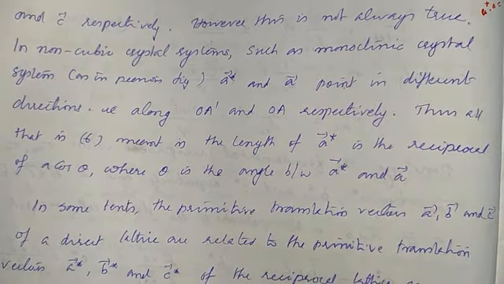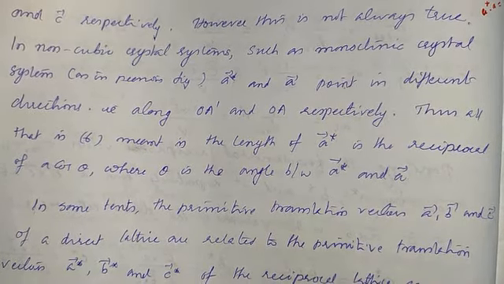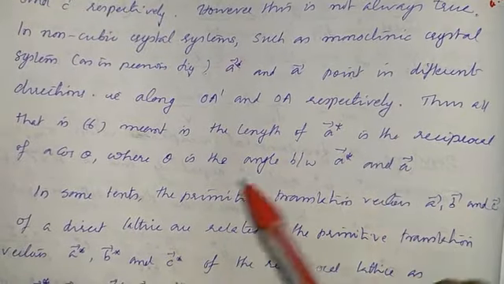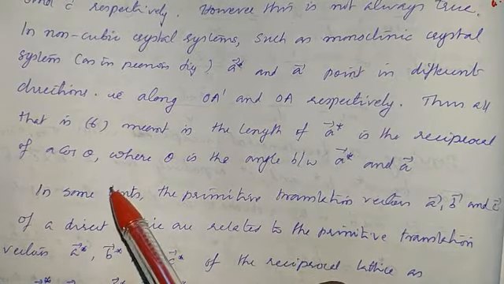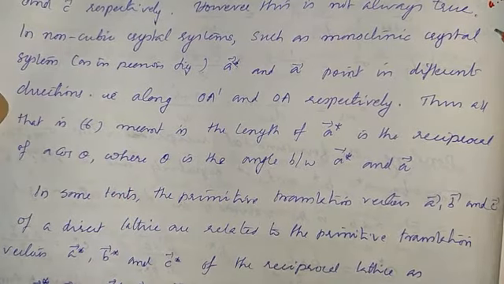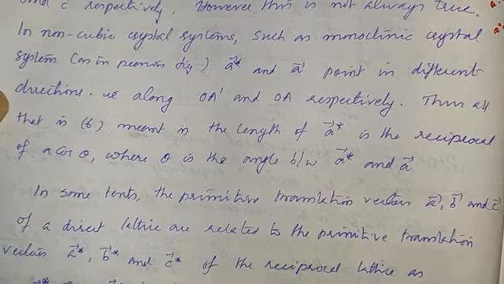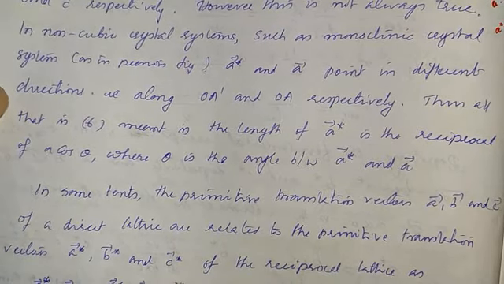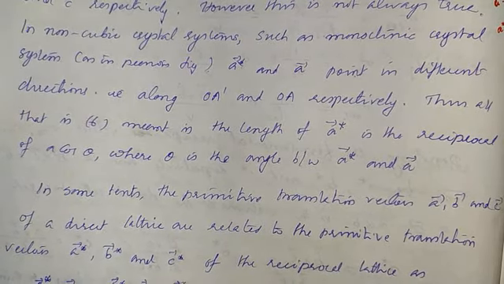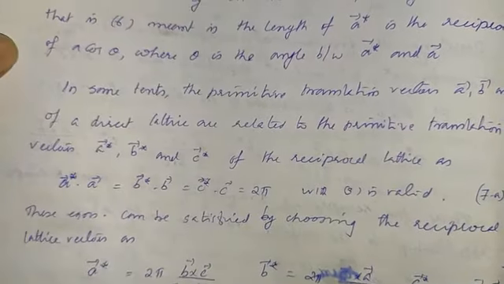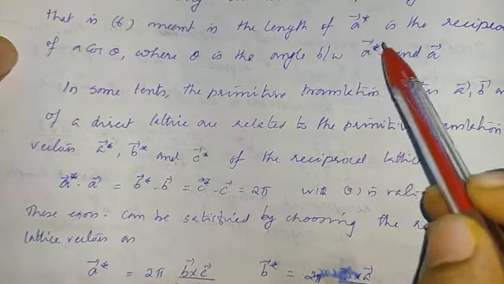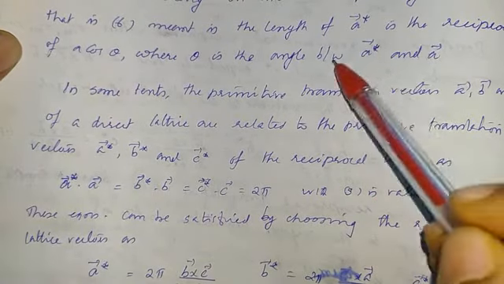That means the length of A star is the reciprocal of A cos theta. Then A star dot A will be 1, where theta is the angle between A star and A. So this possibility also exists, and this is the right conclusion from these relations.